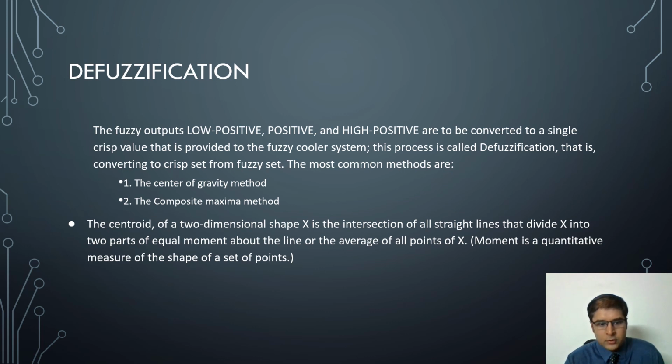The centroid of a two-dimensional shape X is the intersection of all straight lines that divide X into two parts of equal moment about the line, or the average of all points of X.